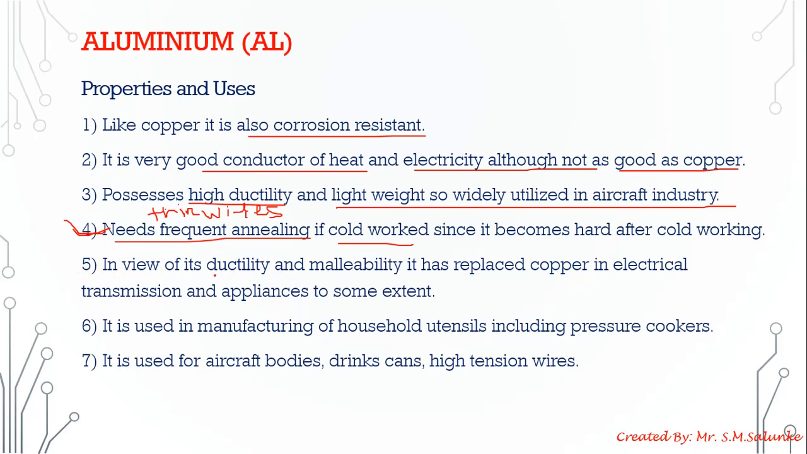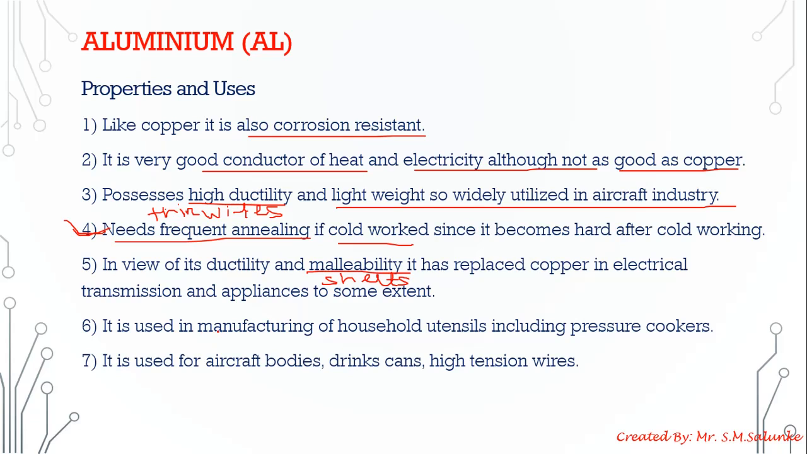Next is, in view of its ductility and malleability. Malleability means thin sheets. So because of its ductility and malleability, it has replaced copper in electrical transmission and appliances to some extent. We have already seen that copper wires are used in most electrical appliances, but due to the better ductility and malleability of aluminium, it is also used in these electrical appliances.